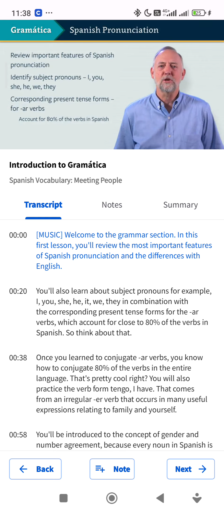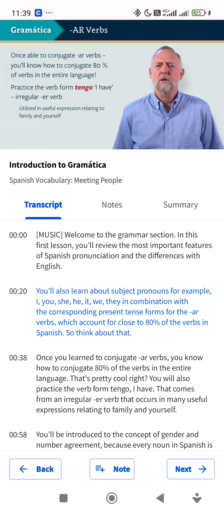Welcome to the grammar section. In this first lesson, you'll review the most important features of Spanish pronunciation and the differences with English. You'll also learn about subject pronouns, for example, I, you, she, he, it, we, they, in combination with the corresponding present tense forms for the AR verbs, which account for close to 80% of the verbs in Spanish. So think about that. Once you learn to conjugate AR verbs, you know how to conjugate 80% of the verbs in the entire language. That's pretty cool, right?